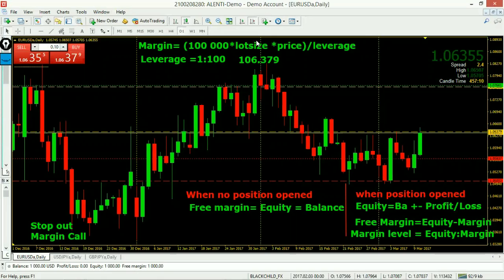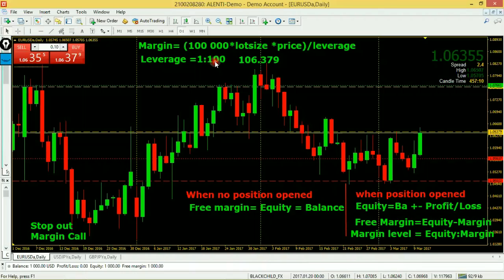Right, to continue where we left off, since we all now know what margin and leverage is, we calculated our margin to be equal to $106.38, given that our leverage is 1:100, and our lot size is 0.1, which is 10,000 units of the base currency.